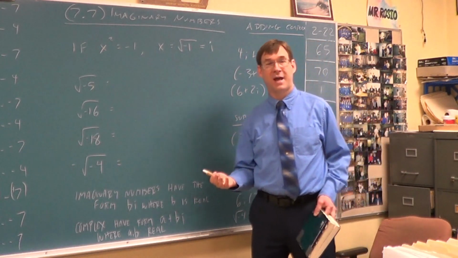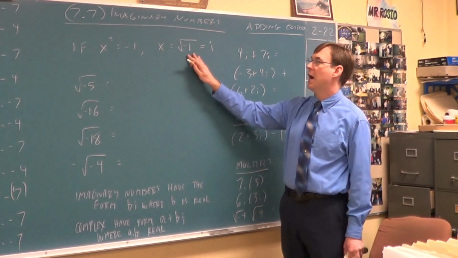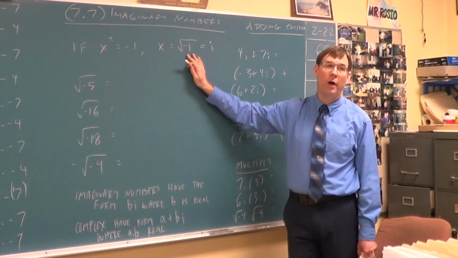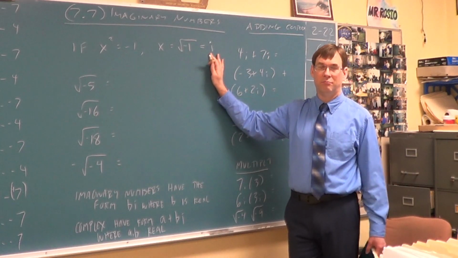It is. That's just a fact. Just trust me. These are called imaginary numbers. If you square root negatives from now on, they are doable. It's going to have something to do with this number, i.